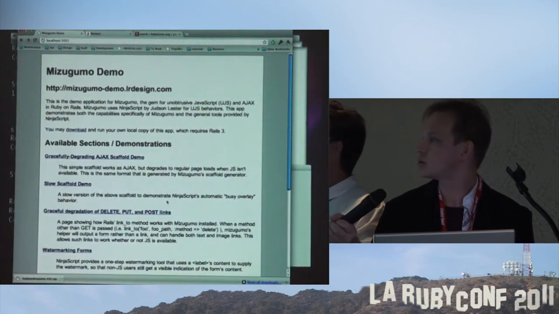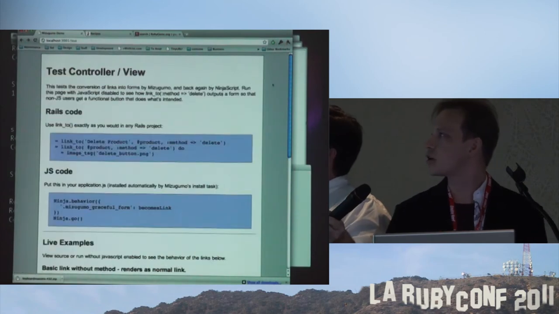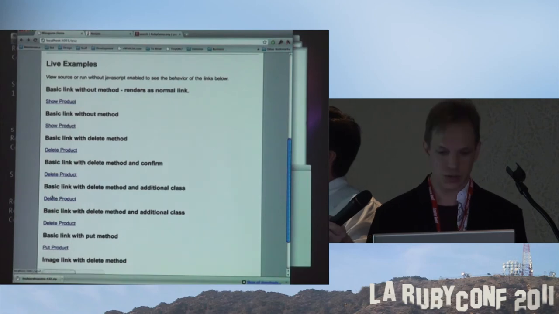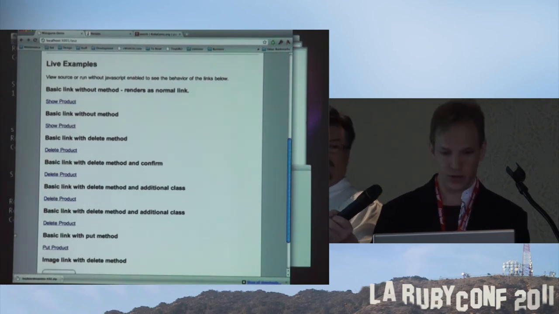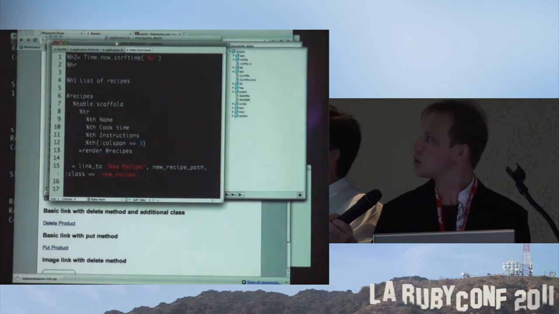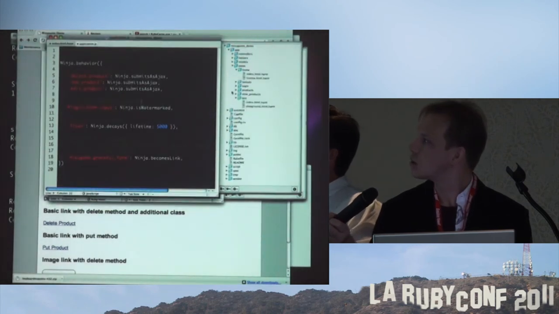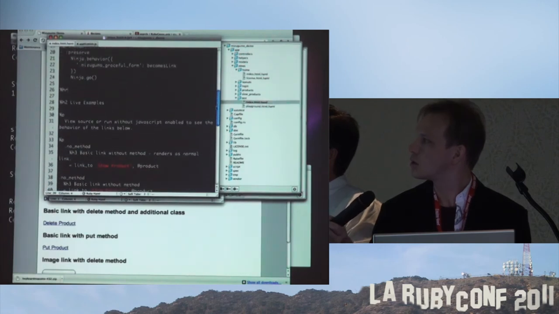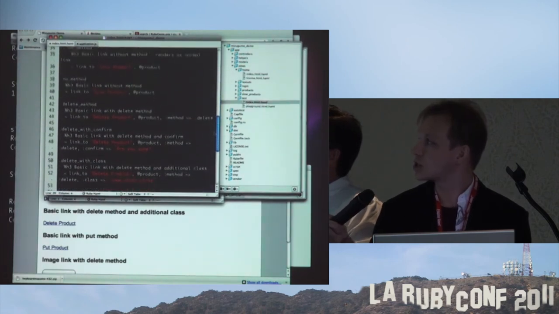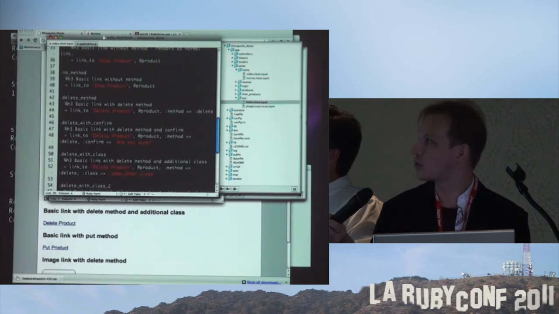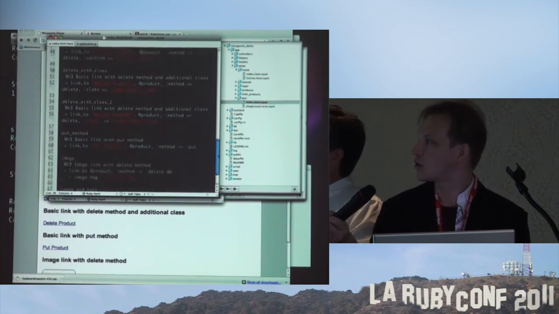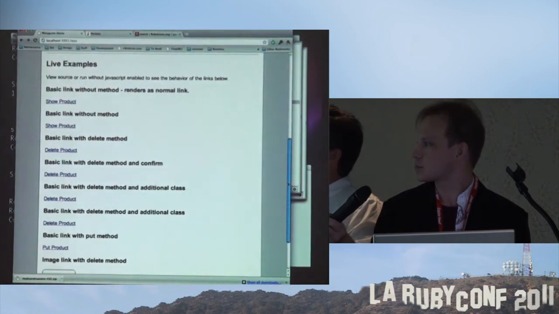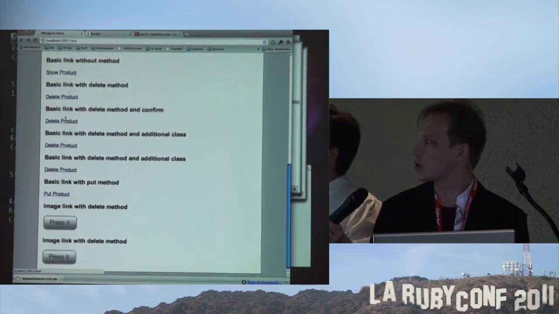Another example, the graceful degradation of forms that I showed you. So these are all these links that do puts, shows, deletes. Let's glance at the code for this. Again, just link_tos. link_to delete product with method delete. We've got confirms, et cetera. And we've even got some down here that link with an image tag. You can see they all look roughly like what we'd expect.